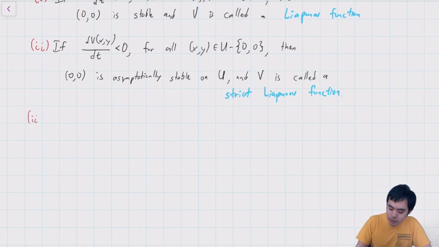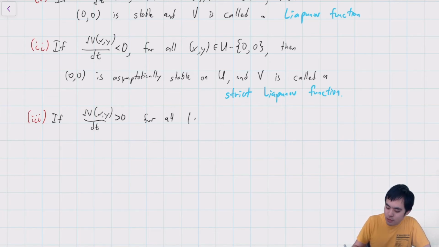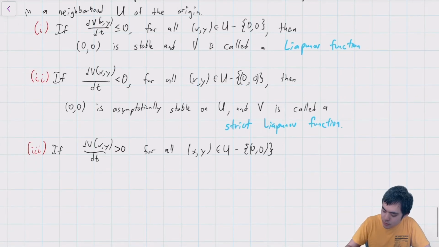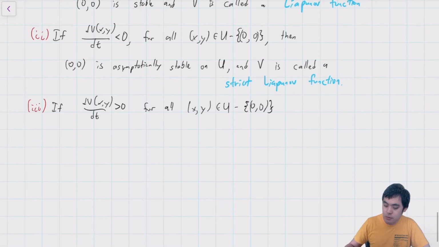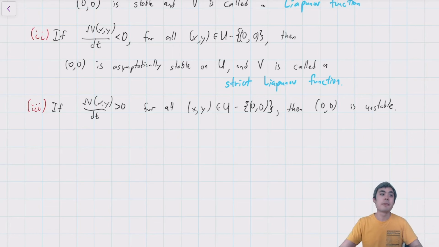And the third case: if dV(x, y)/dt is greater than 0 for all (x, y) in U minus the origin, then the origin is unstable, because things keep on getting pushed away.